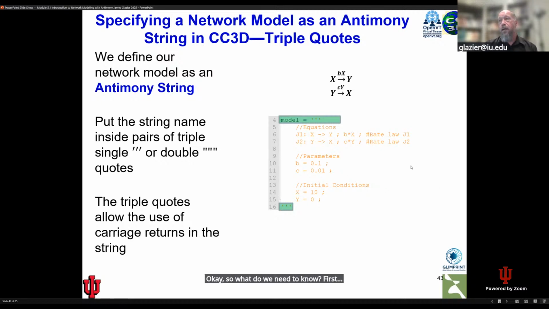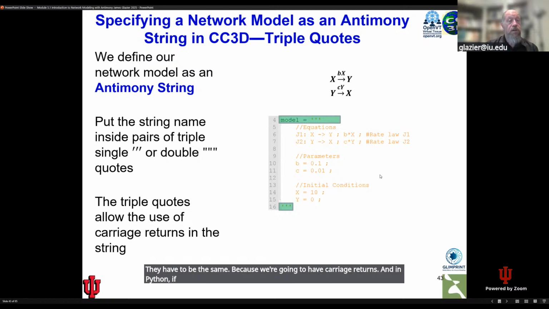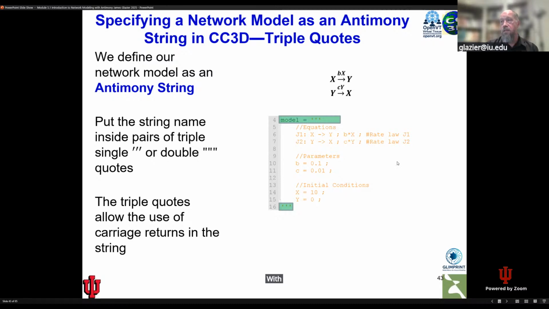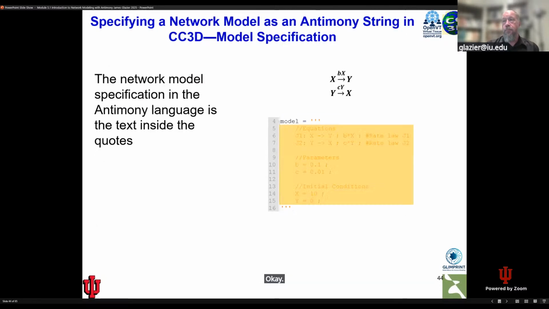Okay, so what do we need to know? First, antimony models are strings. They are Python strings. We use triple quotes to specify the string, and it could be triple single quotes or triple double quotes. They have to be the same because we're going to have carriage returns. And in Python, if we want a string defined with carriage returns, it has to be defined inside of triple quotes, not single quotes, but triple quotes. The second thing is that the network specification is text, simple ASCII text.